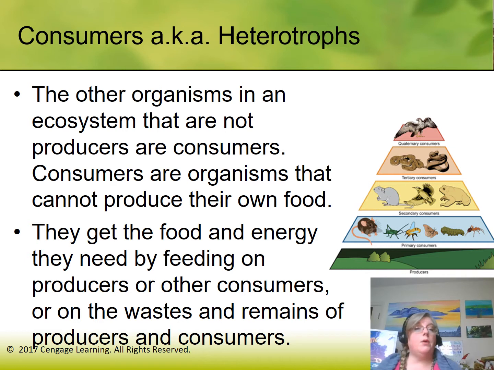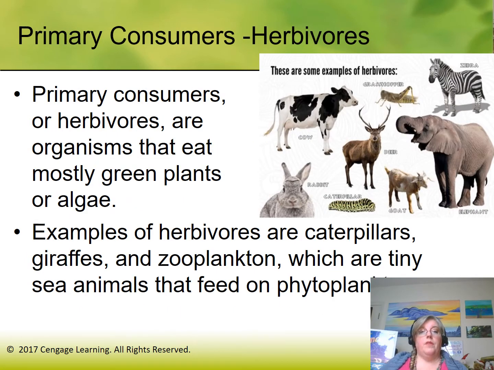So when we get to decomposers, and there's a new word you're going to get, detritivores, when we get to that in a minute, they're also a type of consumer, because they're eating the waste or remains of other consumers. Now the primary consumers, that's the first ones. Hang on, the primary consumers, those are the herbivores. Okay, the primary consumers are herbivores.